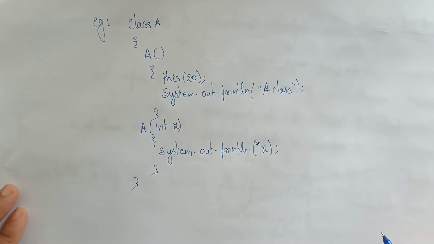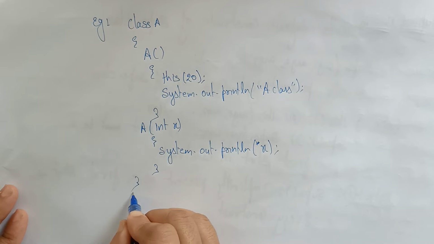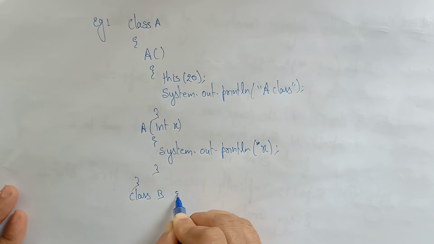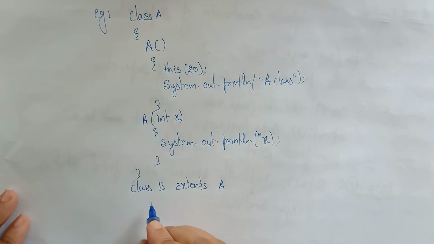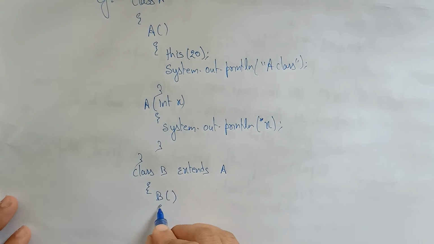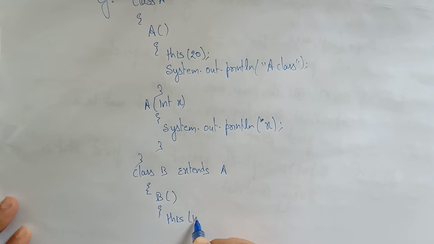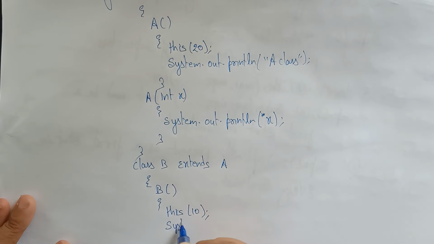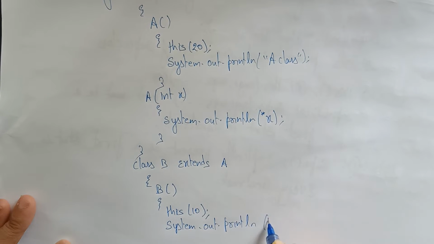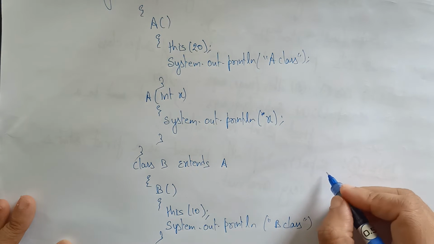Now let's work on B class. Class B extends A. Use the word extends A. Then only these members can be accessed in the B class whenever an object is created. B class constructor is created. Here I am using this keyword, this(10) parameterized. System.out.println, this is B class. Close this constructor. Now call the parameterized constructor also.